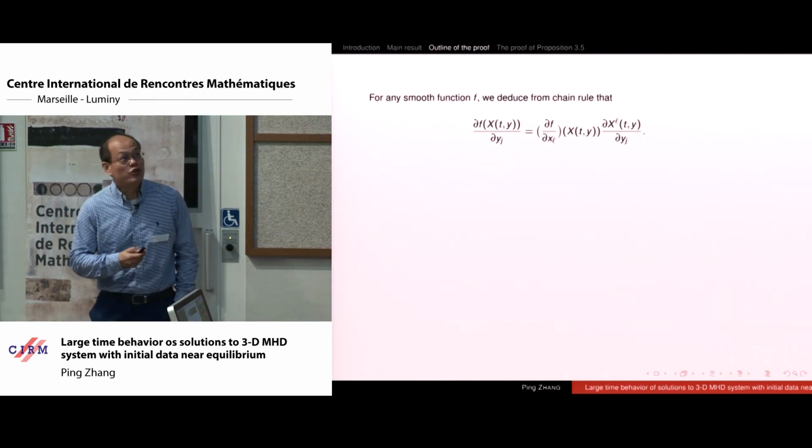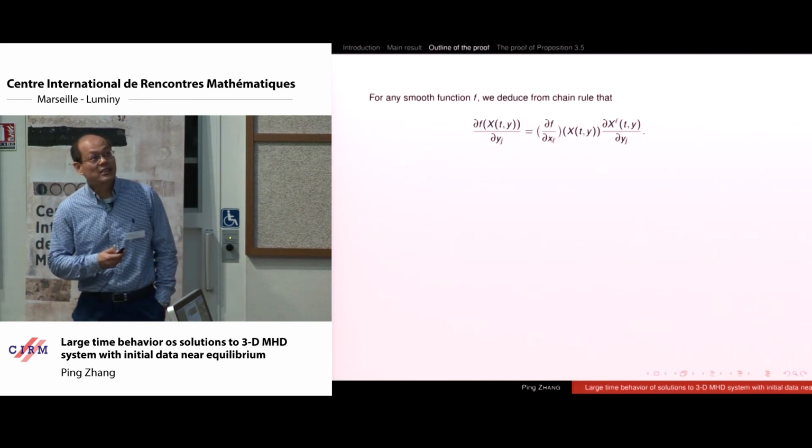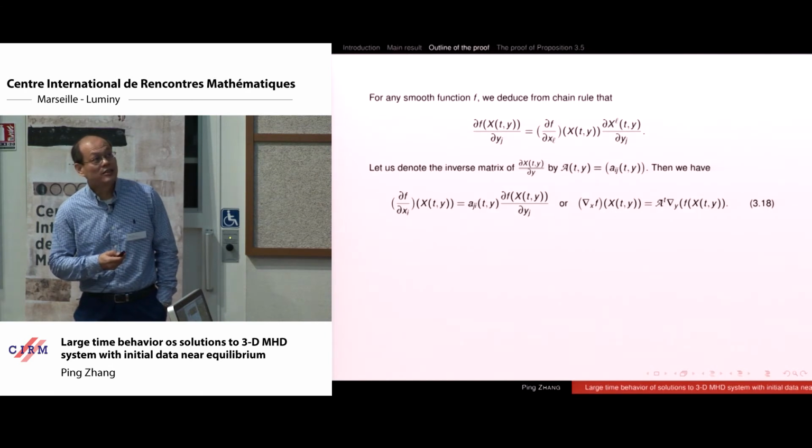Now for any smooth function f, by the chain rule, we find that partial f of X(t, y) over partial y_j satisfies an equation like this. If we denote this matrix A(t, y) by partial X over partial y, then by multiplying by the inverse matrix on both sides of this equation, we find that the Eulerian derivative of f restricted to the Lagrange trajectory equals the transpose of A times the gradient in y of f(X(t, y)).